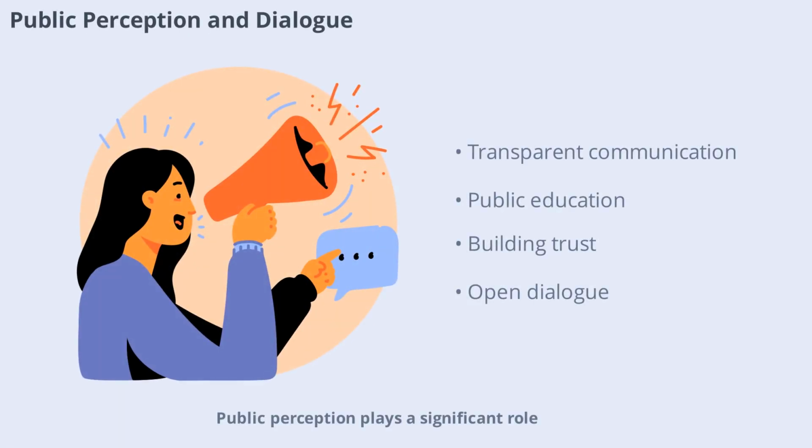Public perception plays a significant role in the acceptance of synthetic biology. Transparent communication, education, and engagement are key to addressing concerns and building trust. Scientists and organizations are working to inform the public about the benefits and risks of synthetic organisms, encouraging open dialogue and participation in decision-making processes. This collaborative approach helps ensure that synthetic biology advances in a way that reflects societal values.